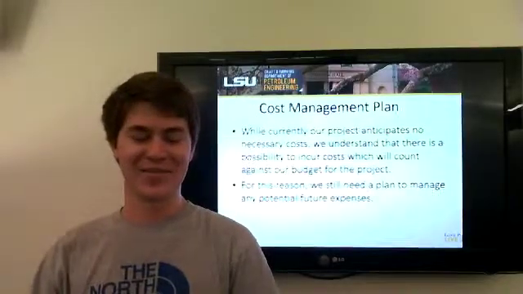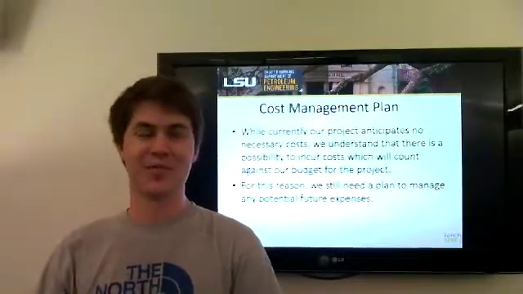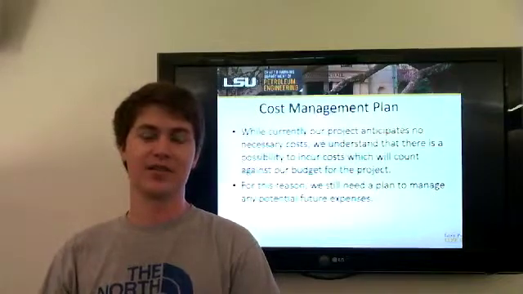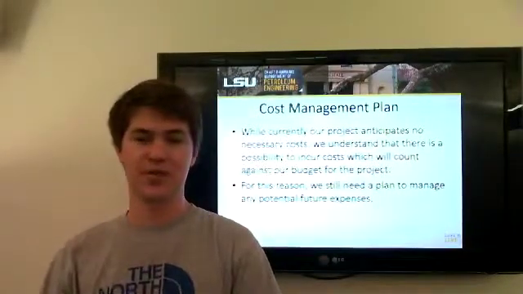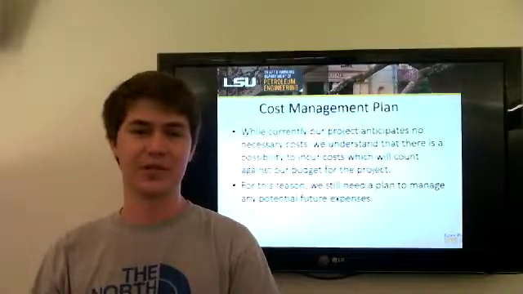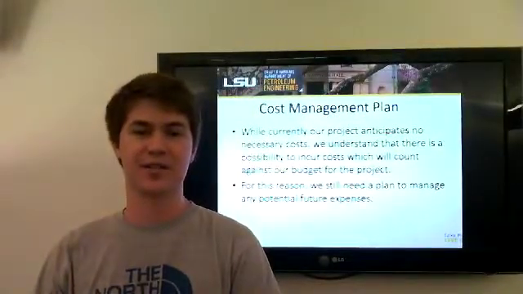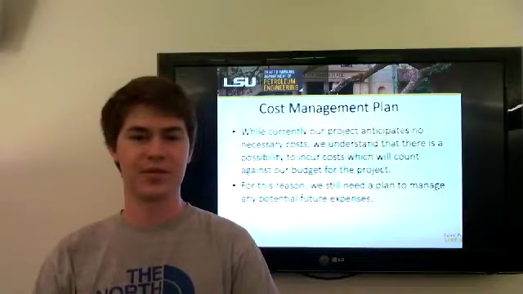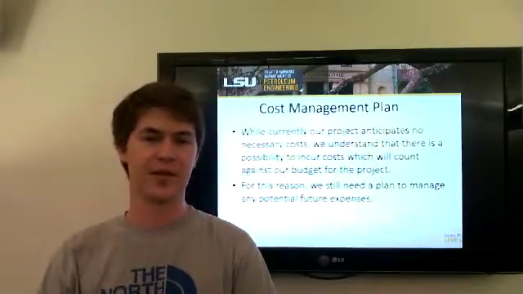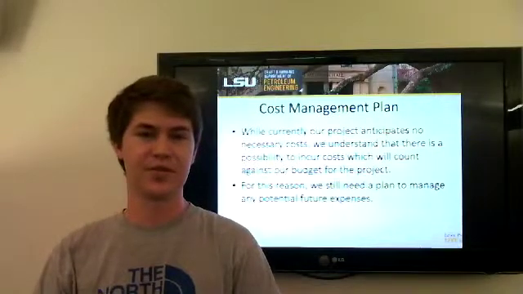I'm Jack Cadigan, and I'm responsible for the cost management plan. Currently our project anticipates having no necessary costs, but we understand that there's a possibility to incur costs which will count against the budget for our project. For this reason, we still need a plan to manage any potential future expenses.